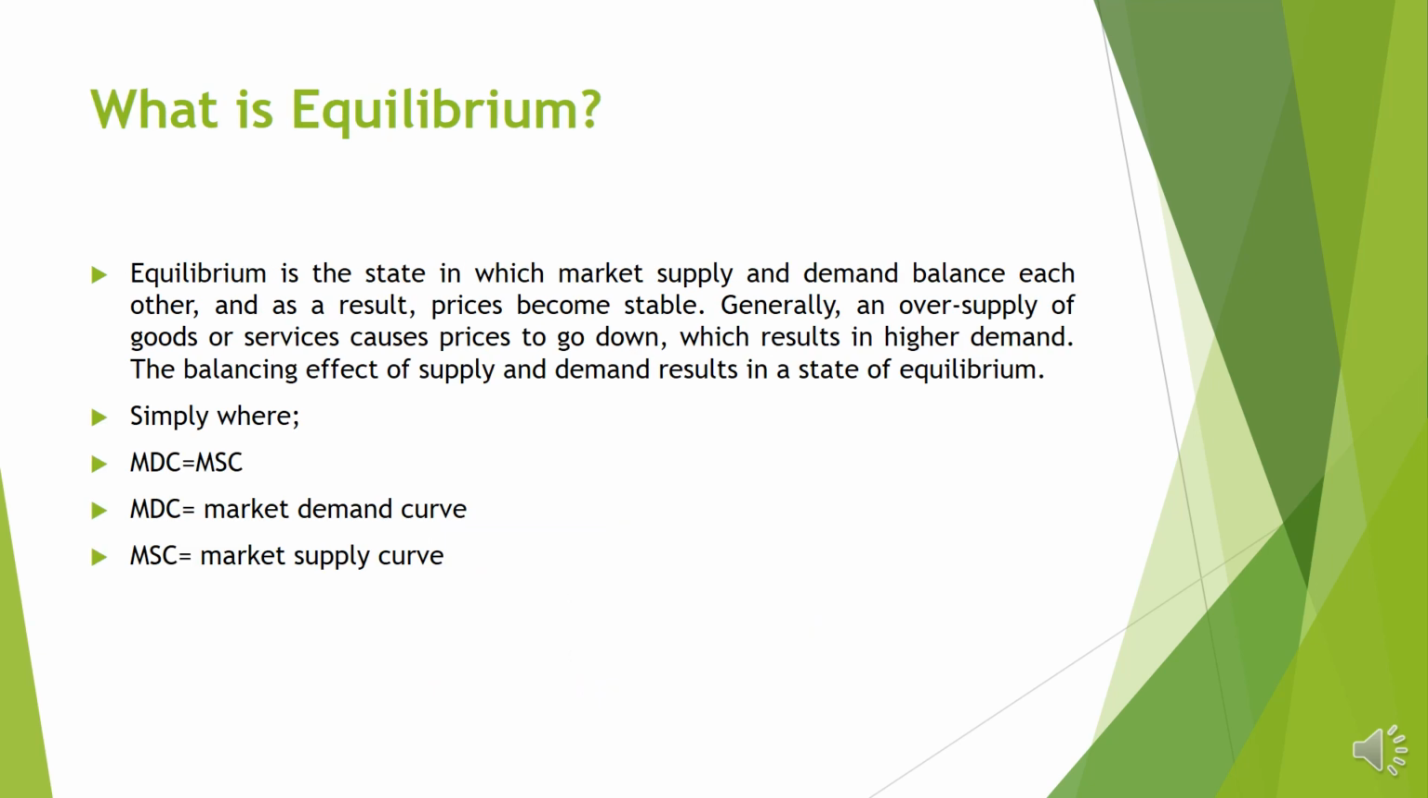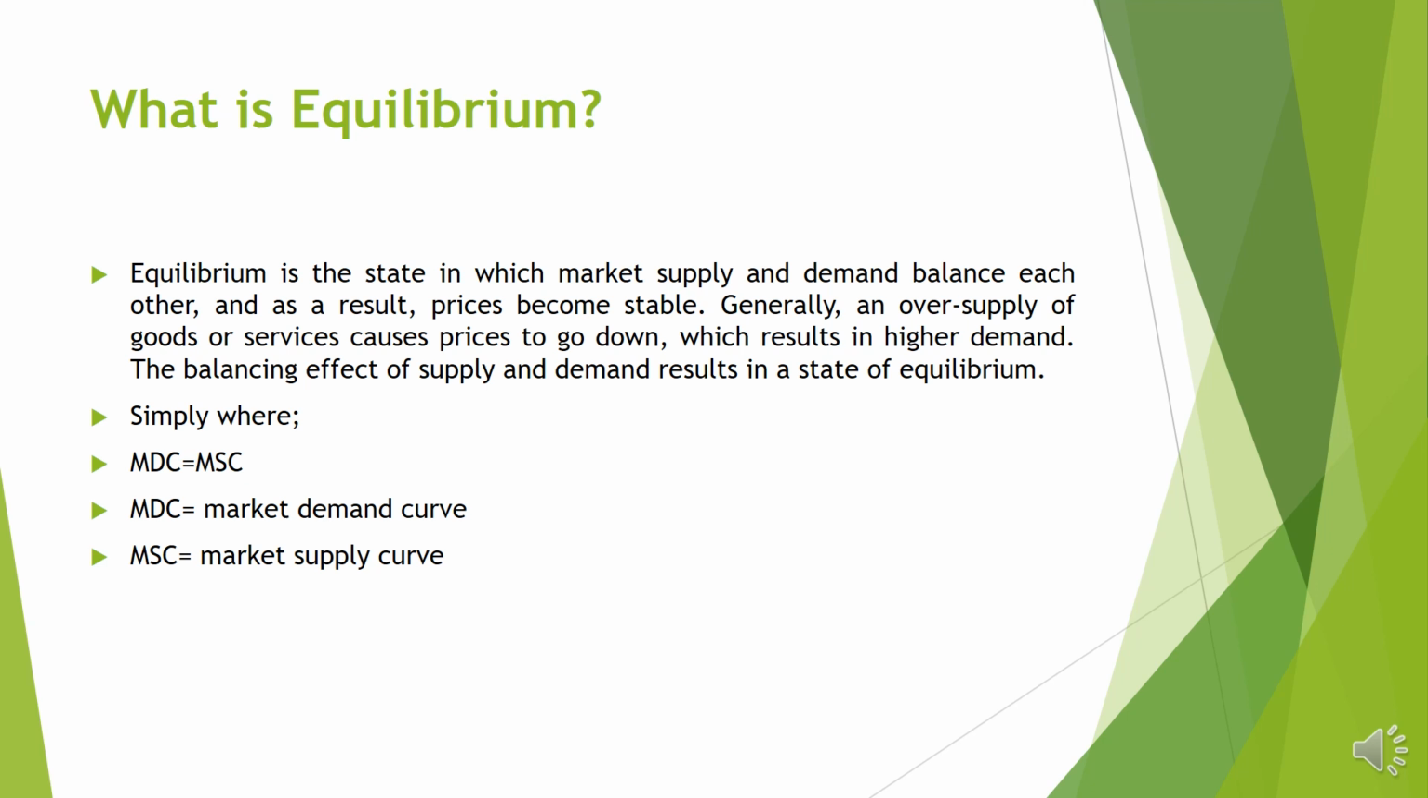Now come to our original topic, that is the labor market equilibrium. Before starting the labor market equilibrium, we discuss what is an equilibrium. Equilibrium is a state in which the market supply and demand balance each other. As a result, prices become stable. Generally, an oversupply of goods or services causes prices to go down, which results in higher demand. The balance effect of supply and demand results in a state of equilibrium.